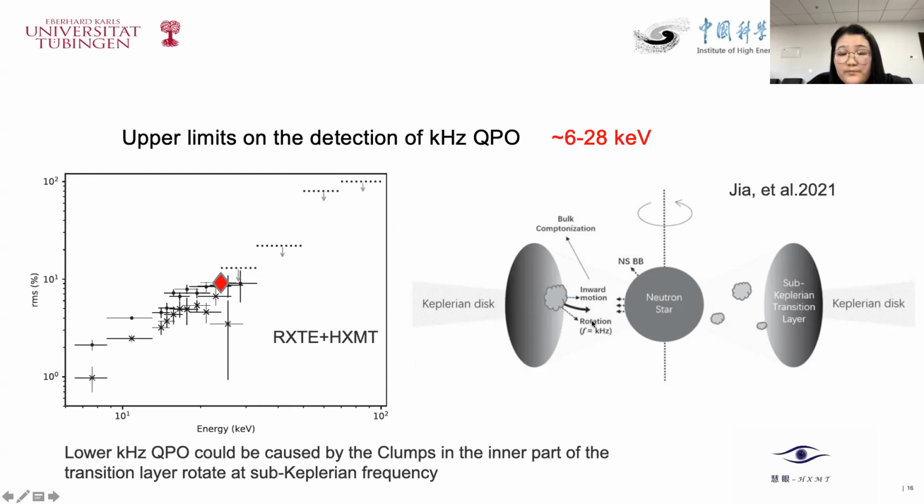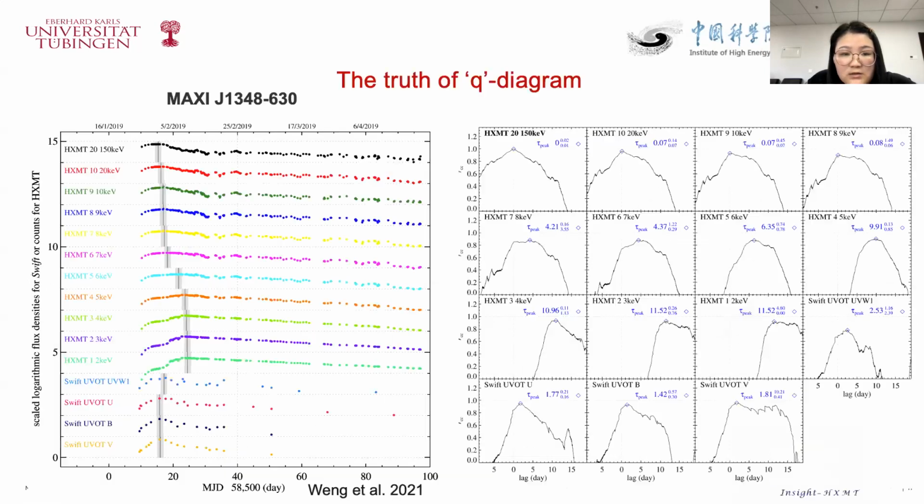So what is the possible location and the region of the kilohertz fields? We build this model, and we propose that the kilohertz fields could be caused by the clumps inside the inner part of the transition layer. The transition layer behaves like bulk condensations, and it rotates at the sub-Keplerian frequencies, which gives you the lower kilohertz fields that you observe in the neutron star. So that's the whole explanation.